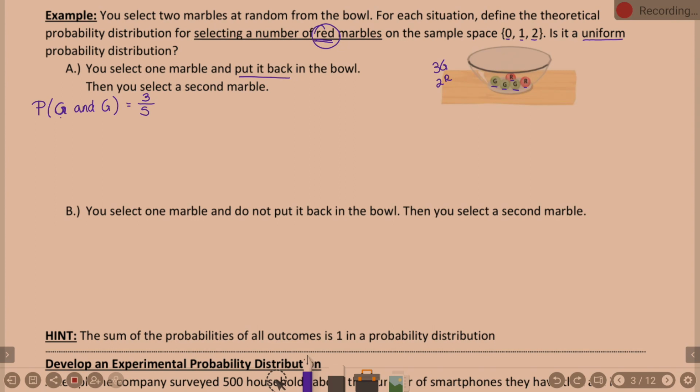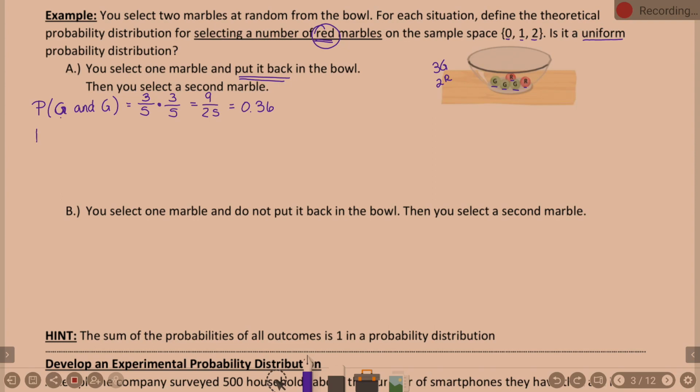Now it's a second draw, so we're multiplying. Okay, it's 2 separate events. Notice I put that first marble back, so what's the probability of getting another green? And that is 3/5 again. 3/5 times 3/5, multiply straight across, and that is 9/25. I am going to work with decimals on these in the end, and so if you convert this to a decimal, 9 divided by 25 is 0.36.